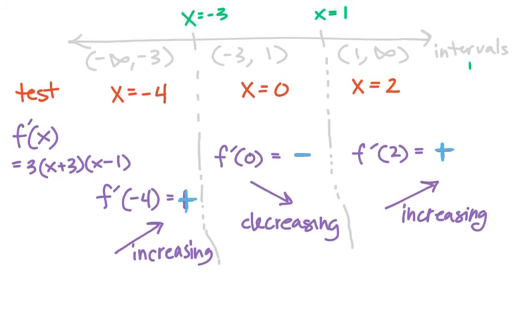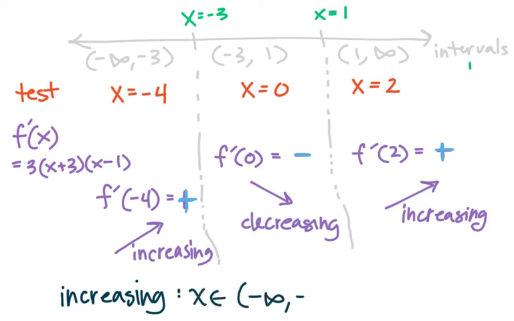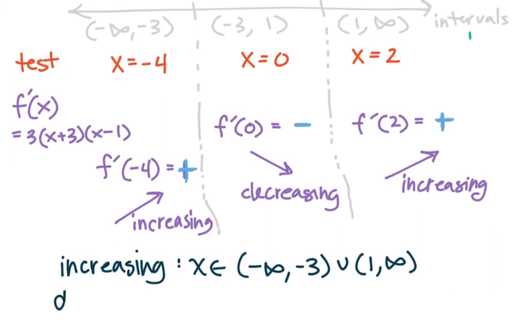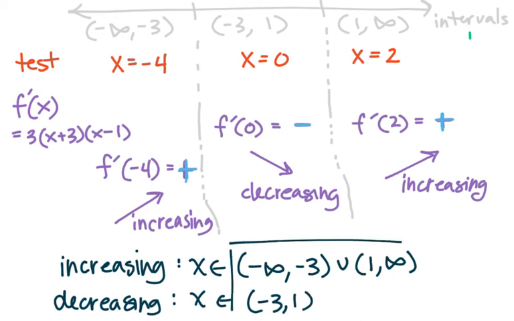All right, so let's think about how I would answer this. Considering that these are my x values and these are my intervals, I would say that the function is increasing when I have x values from -infinity to -3, or I should say 1 to infinity. And then we know we are decreasing on that center interval, where x is from -3 to 1. So that would be our answer here.